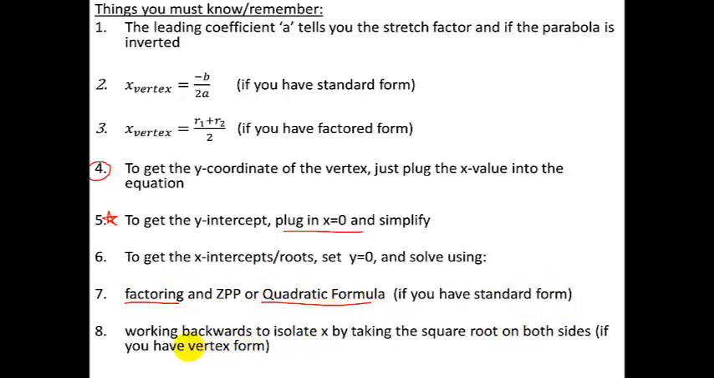If you started in vertex form, then you want to work backwards to solve for x by isolating x and taking the square root. So for example, you set 0 here, you have a(x - h)^2 + k. You want to work backwards to solve for x. So the first thing you'll do is subtract k from both sides, then you'll divide by a, then you'll take the square root to get rid of the squared, and lastly, after you branch, you'll add h to both sides. Once you get those two roots, you've got the zeros, and then you can write the answer in factored form if you need it to.